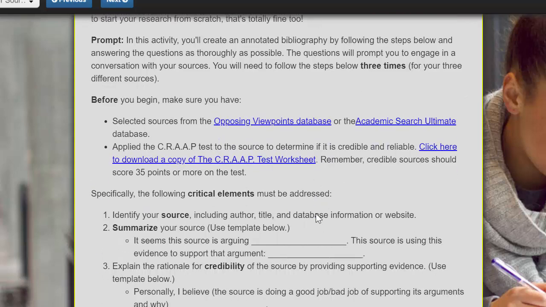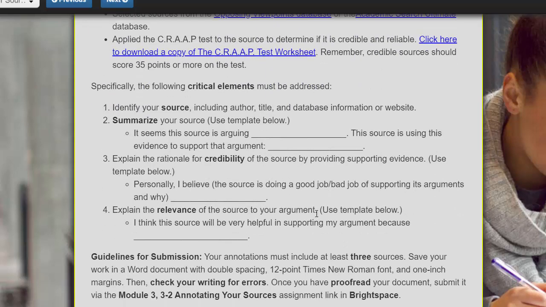In the assignment, it asks you to do 4 things. Identify your source. When you identify your source, it should be the title of the source, the author, and where you got it, the database information or website. It gives you this template. You don't have to really use these exact sentences. Be sure to complete the goal of the template.